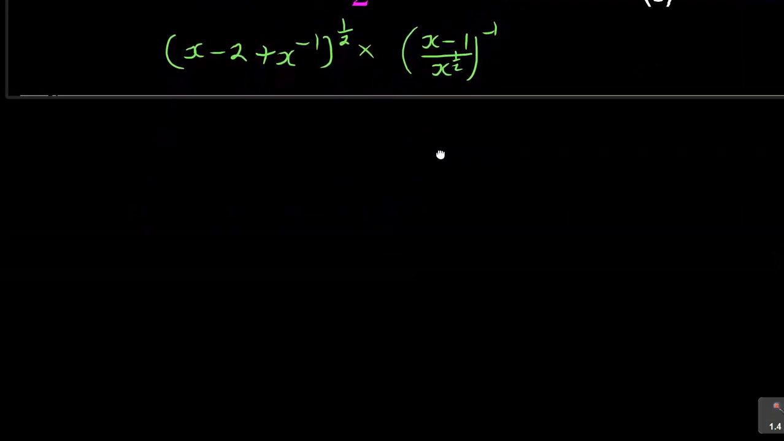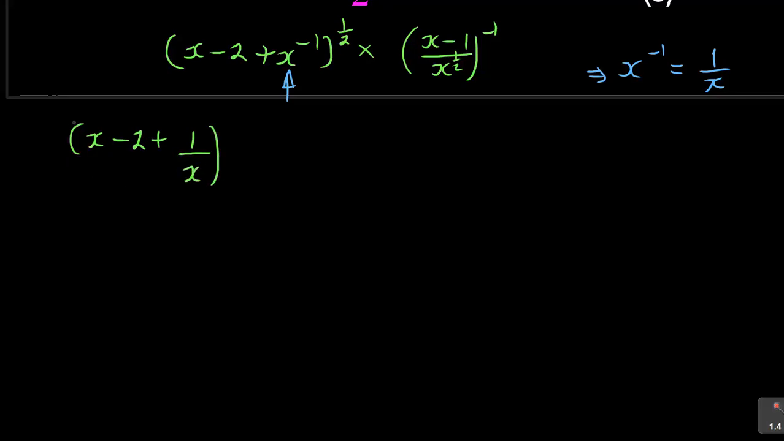Let's just hide that. The first thing you need to do here is look at that power negative 1: x to the power negative 1. Remember, x to the power negative 1 is the same as 1 over x. So I'm going to express that now as bracket x minus 2 plus 1 over x, but this is still raised to the power half.